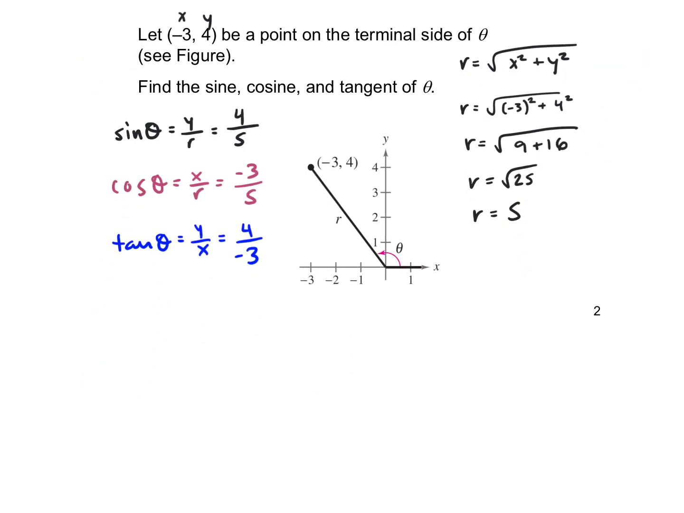It doesn't ask us for them, but we could find the reciprocal functions. So cosecant would be what? 5 over 4. Secant, 5 over -3. And cotangent, -3 over 4. So just the reciprocal of the ones that they pair with.